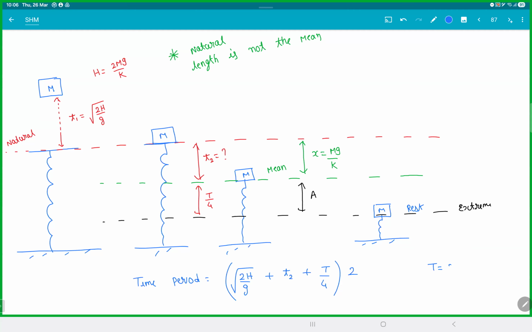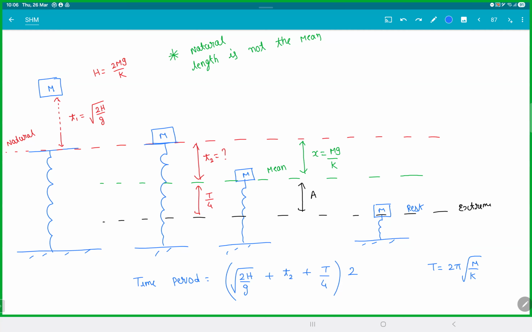And the time period T is nothing but 2 pi root over m by k, one spring and one block. So the question comes, how do you find t2? Did you get the trap, everyone? Most people will think the natural length is the mean position. So they will write from here to here is T/4. But from the natural length to the mean position, we don't know the time. That's a part of an SHM, but I don't know the time.